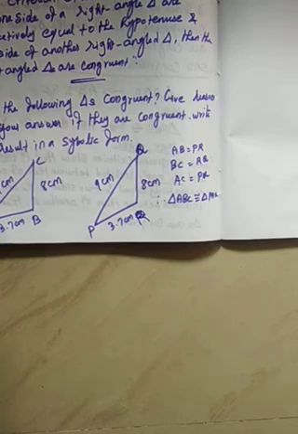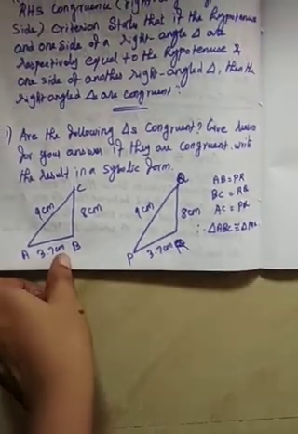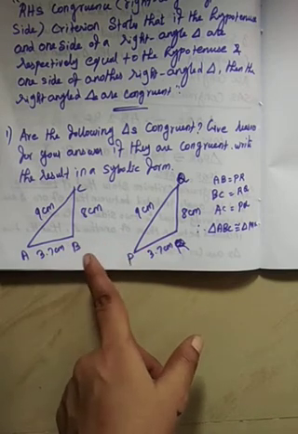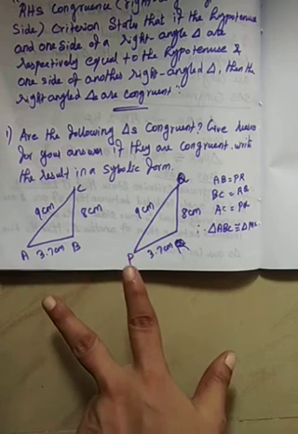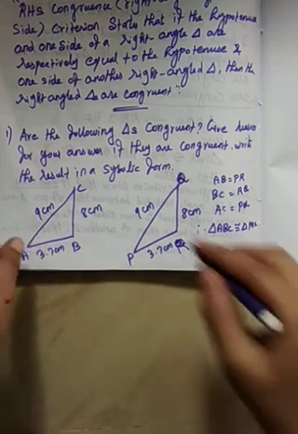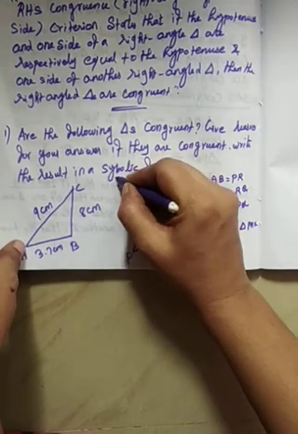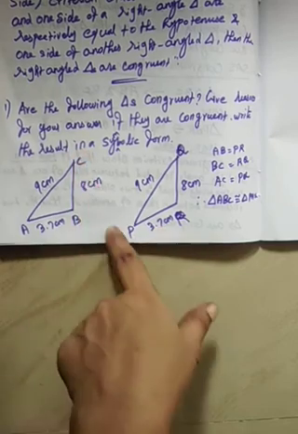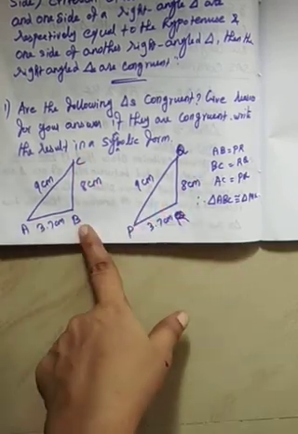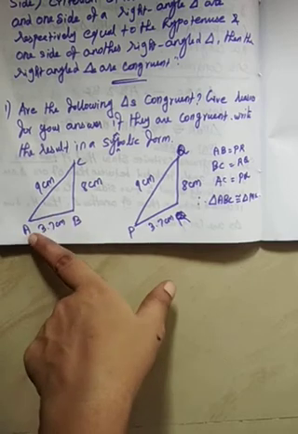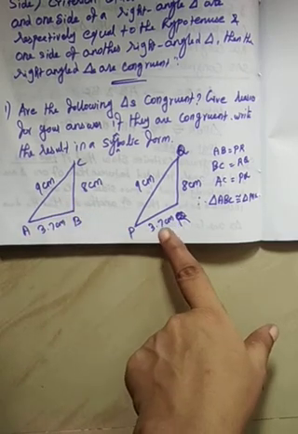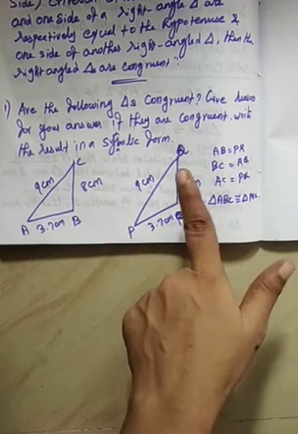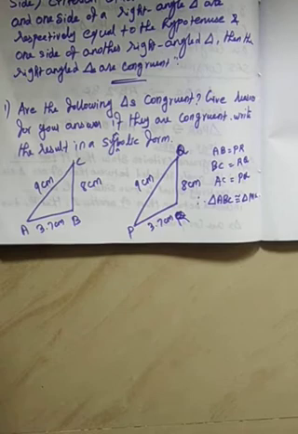Okay, see here, what is your question? Are the following triangles congruent? Give reason for your answer if they are congruent. Write the result in the symbolic form. See this triangle ABC and then PRQ. See AB 3.7, BC 8 centimeter, AC 9 centimeter. Similarly, PR 3.7 centimeter, RQ 8 centimeter, PQ 9 centimeter.